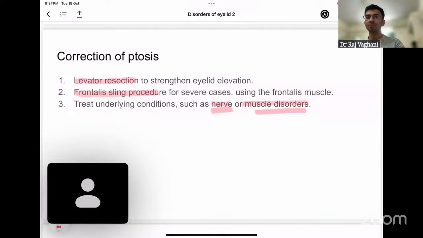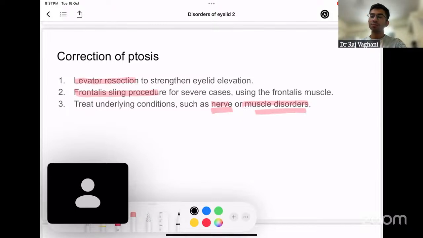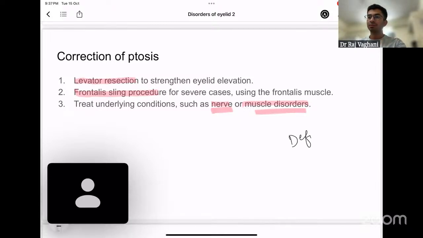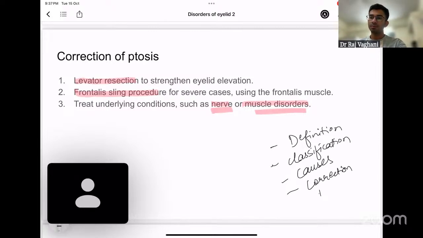Okay, so we have discussed ptosis under what headings? We have discussed ptosis under definition. We have discussed its classification. We have discussed its causes. We have discussed its correction techniques, or treatment, you can say. So these are the four headings under which you have to write your answers on ptosis.